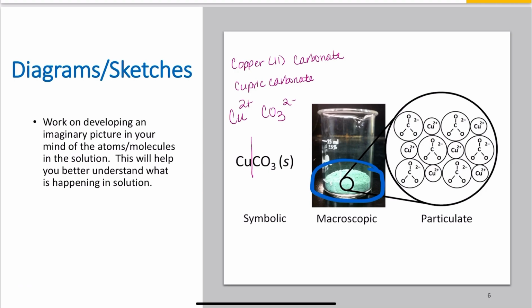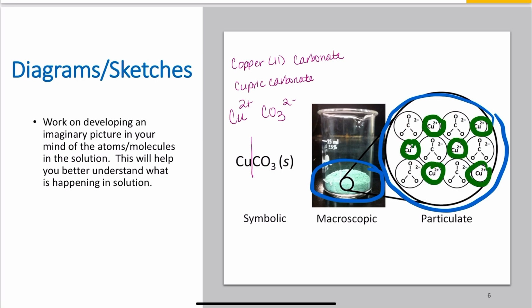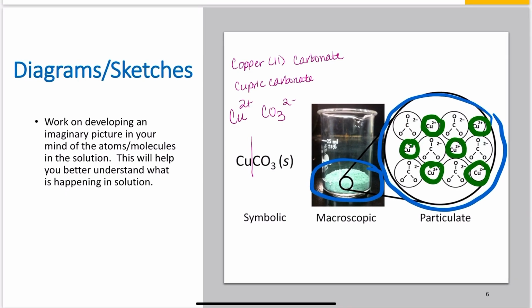When you look at this, I need you to see this in your mind. I need you to see that you've got this alternating positive negative charge. So we've got your copper atoms alternating with your carbonates. Each one has a positive 2 charge, so for every 1 copper 2 plus, there's 1 carbonate ion. This is what's actually existing in this beaker.